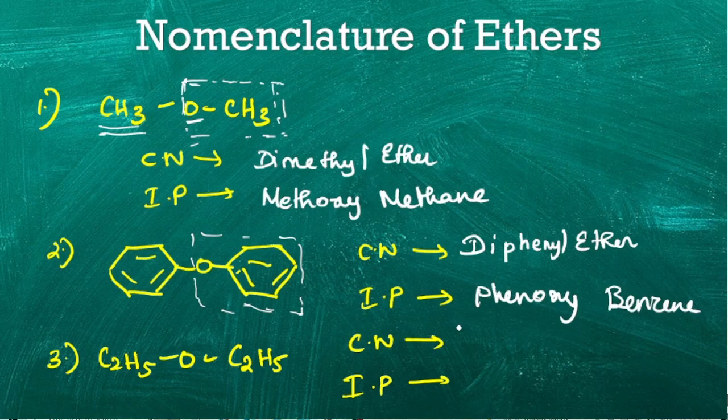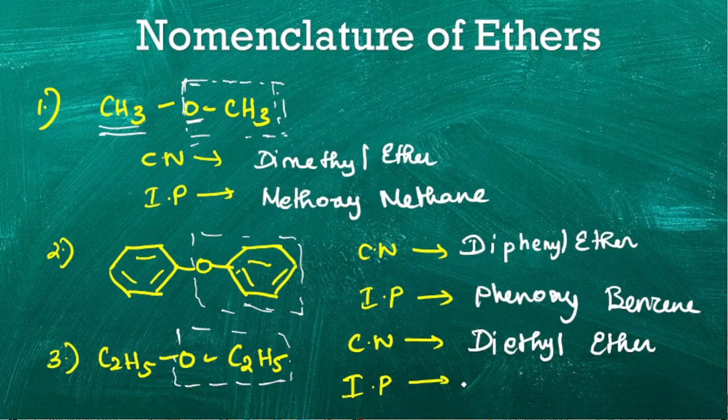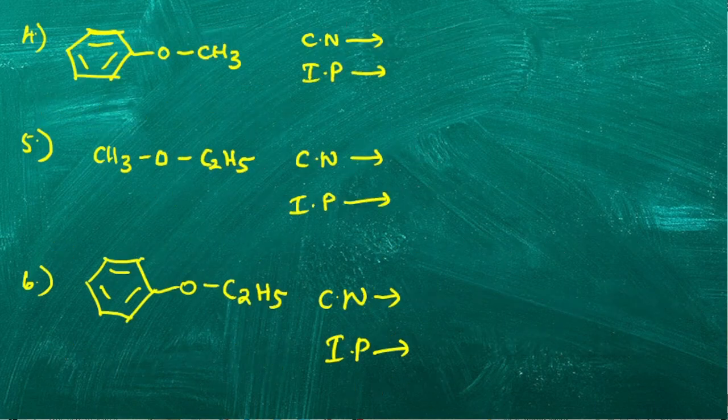Now here, on both sides an ethyl group is attached. So you can call it diethyl ether. You should consider this part for the first part of the answer. So the common name is going to be diethyl ether. The IUPAC name is going to be ethoxyethane. Now moving on to the next, if you just see here, these are all unsymmetrical ethers. So here you can have a better understanding.